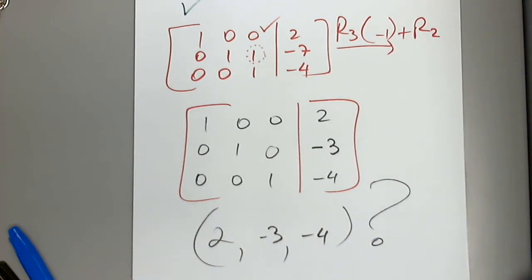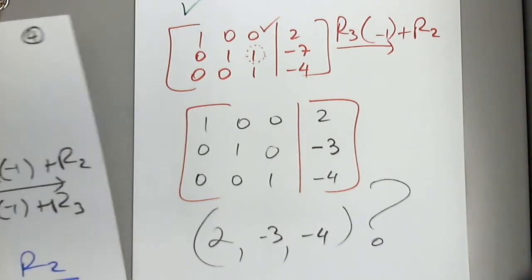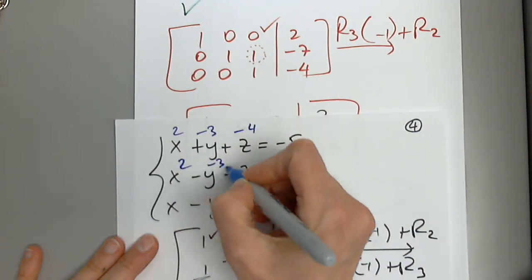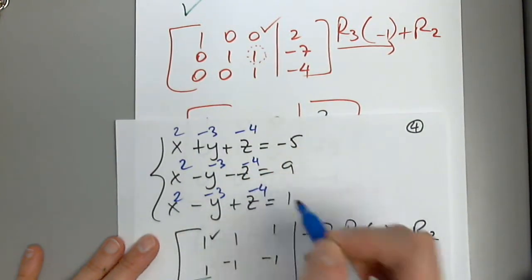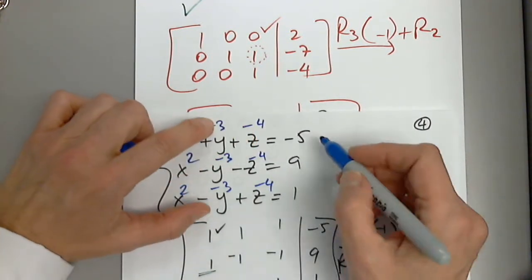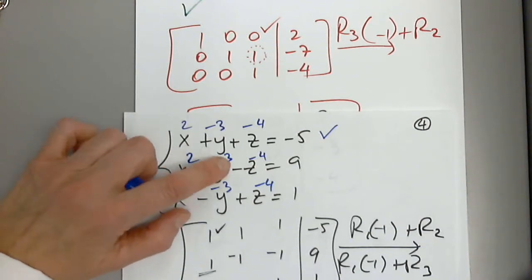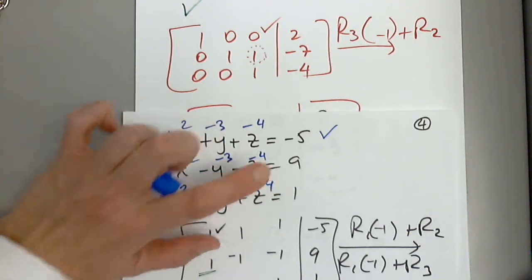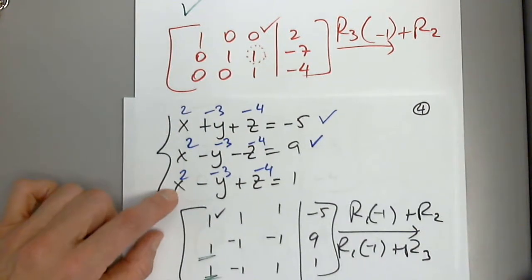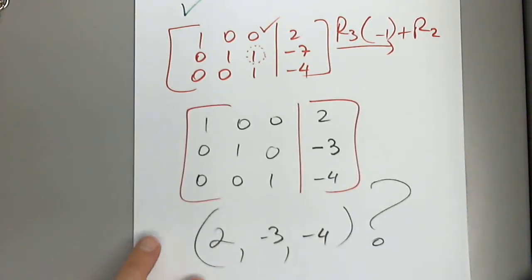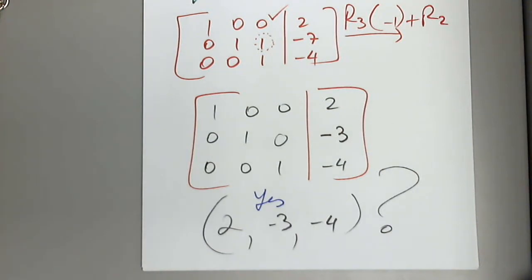I have to go back to the system and plug it in. 2, negative 3, negative 4. 2 minus 3 is negative 1. Negative 1 minus 4 is indeed negative 5. 2, but this is plus 3, is 5. And this is plus 4, which is 9, indeed. And this is 2, and this is plus 3, which is 5, minus 4 is 1. So again, I don't need anyone, and I know for sure that this is the solution and no one can find another. This is it.